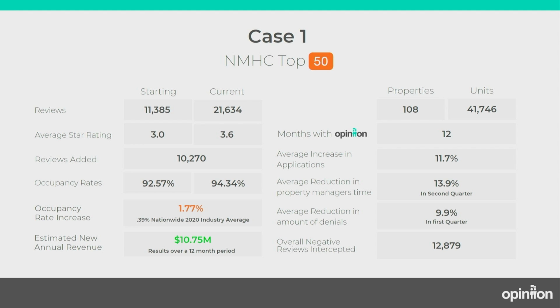12 months later, we did another search, and their reviews were about double of where they were, 21,000. Their average rating went up to 3.6. We added 10,000 reviews, okay? The occupancy rate, by the way, went from 92.5 to 94.3. Now, is that a big deal? It only went up 1.77%. You tell me.